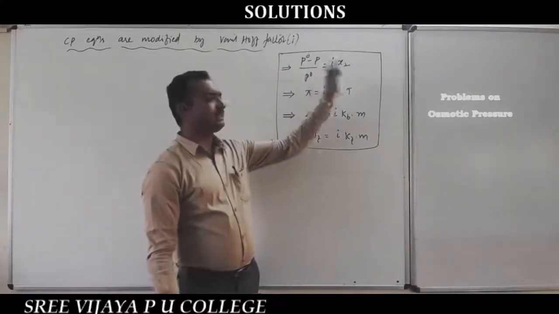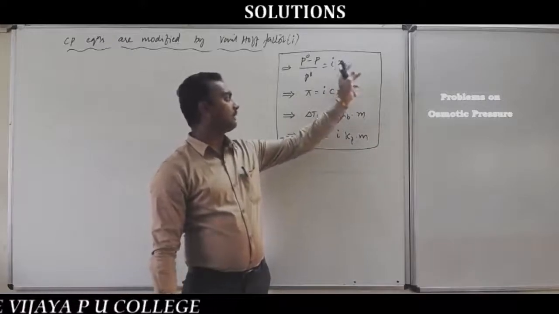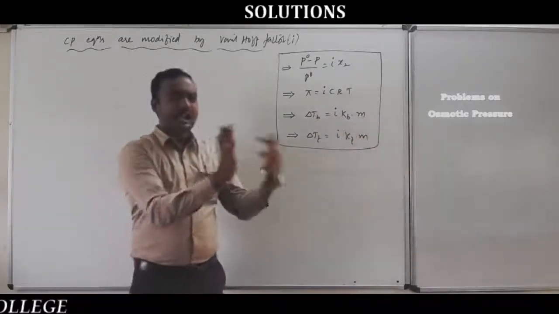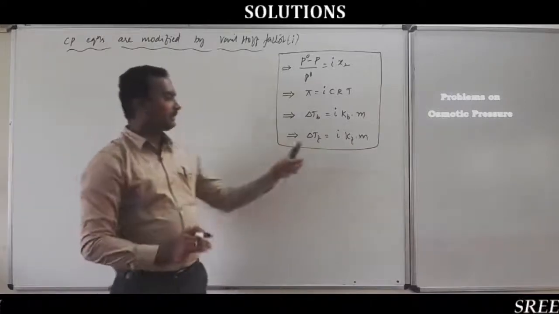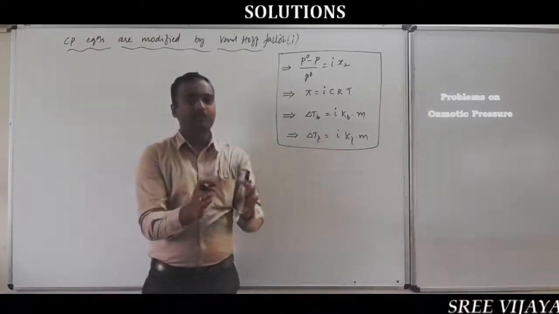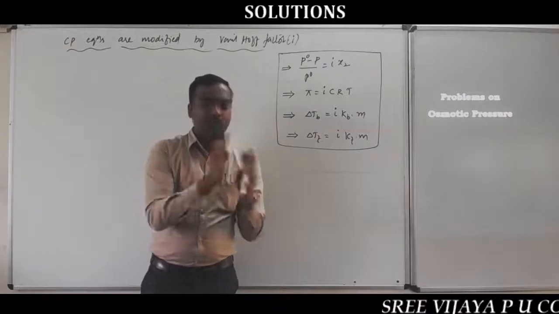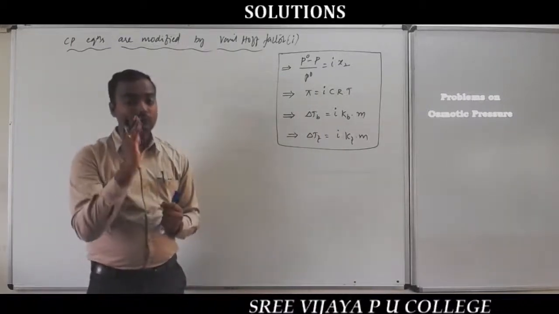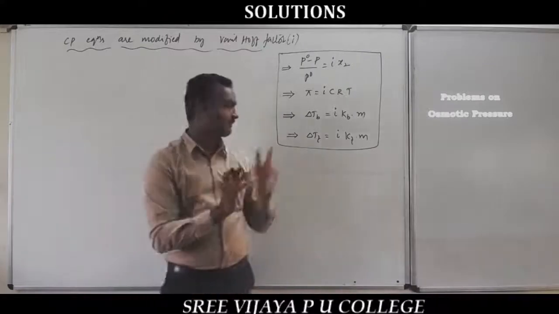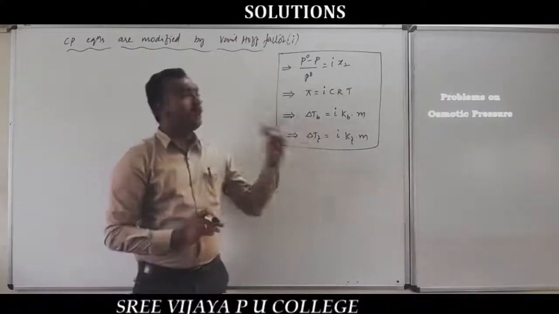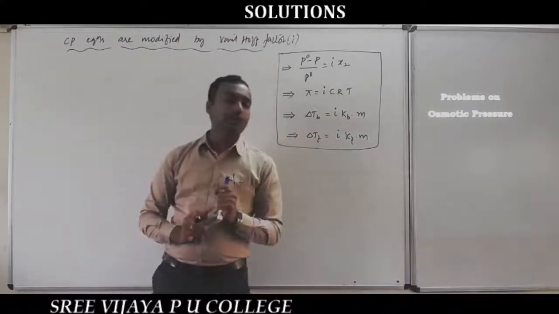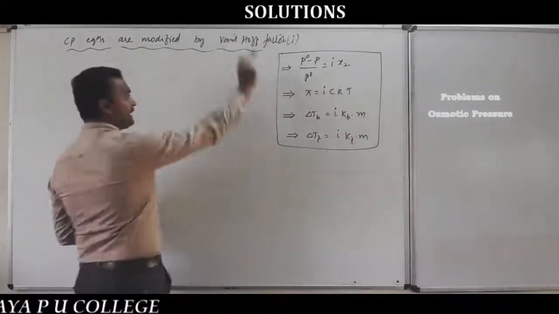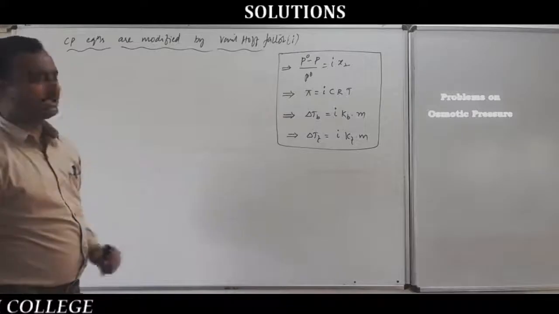We just multiply the Van 't Hoff factor with the terms CRT, Kb into m, Kf into m. What should we do? Just multiply by i. This is very, very important for problems. Sometimes problems are asked without the i value, but in competitive exams sometimes you have to take the i value and calculate. These are the modified equations of all the colligative properties, modified by the Van 't Hoff factor. That's also included in your syllabus.